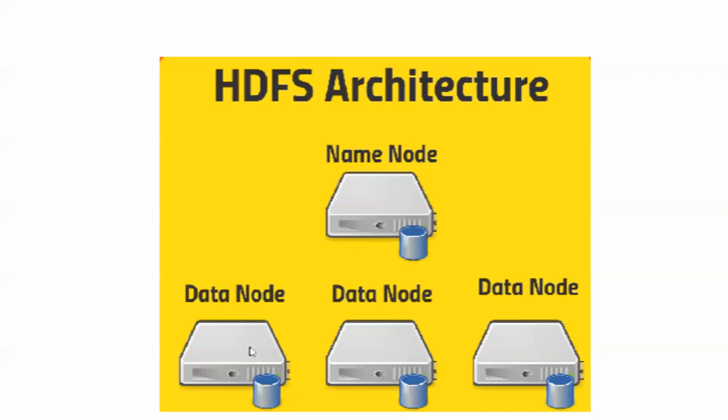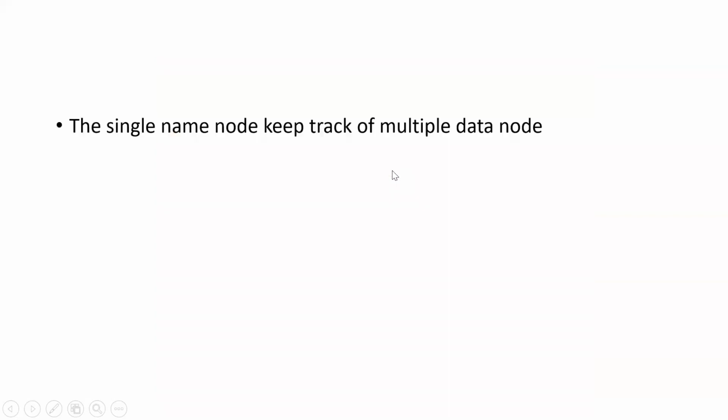But the name node is controlling everything. It's just like a metadata storage over here. It's storing everything. It's not storing the data itself, but it can store the information of these data nodes so that it can control everything.